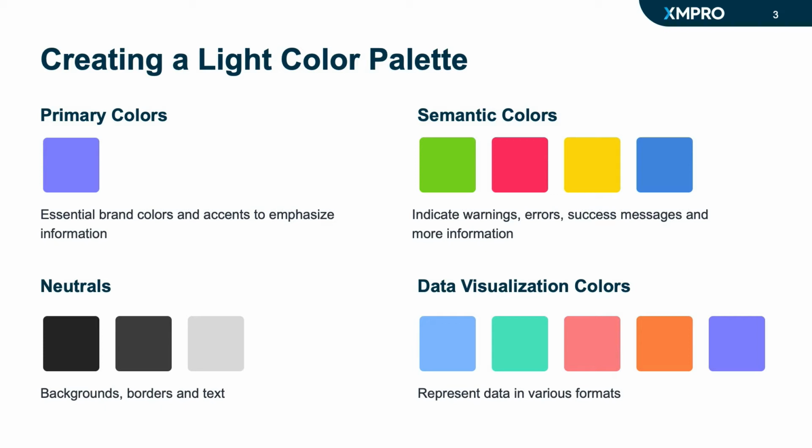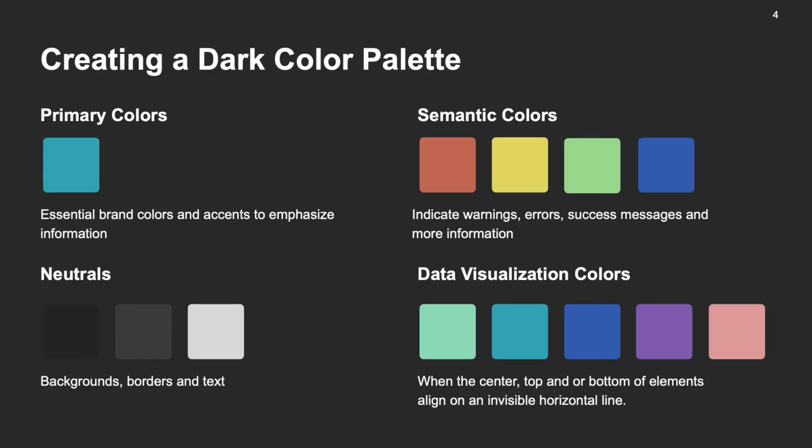Another thing to note is that the colors for the light palette can actually be quite saturated. There aren't a whole lot of constraints around saturation on a light theme, but that's very different when you create a dark theme. Now let's take a look at a dark color palette.